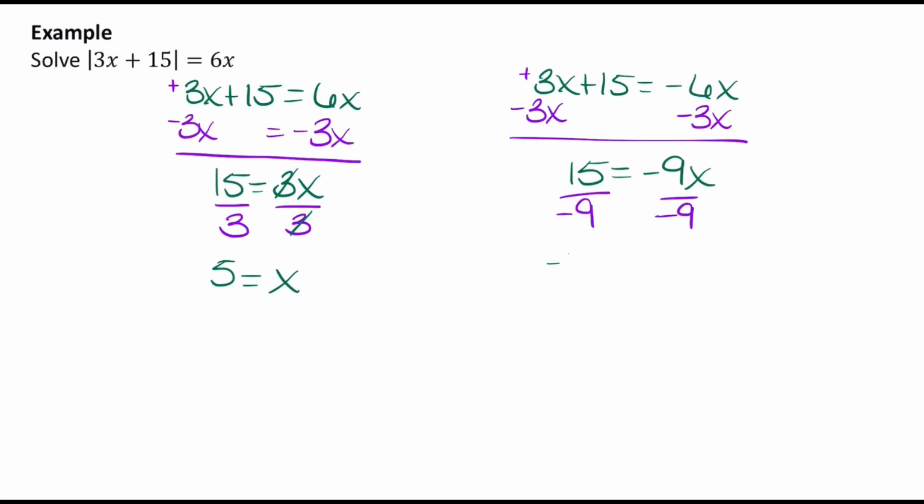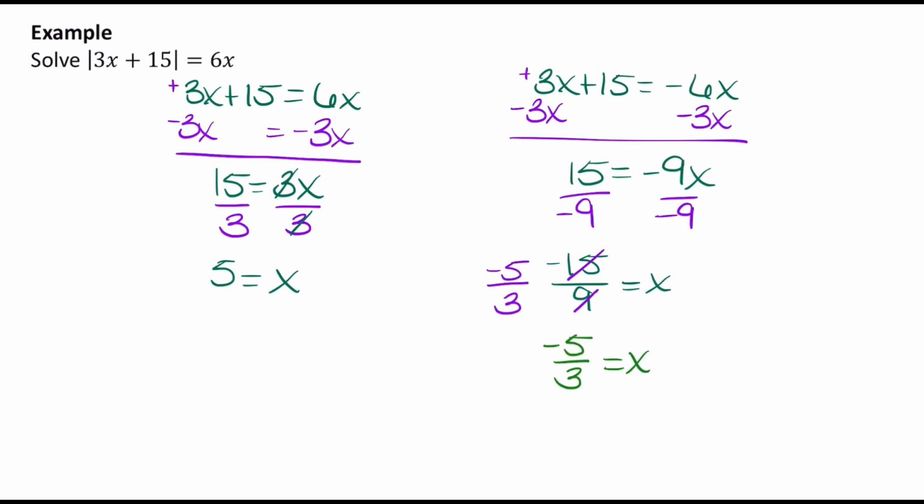So when we do that, we get negative 15 over 9 equals x. And remember, we want to reduce these fractions whenever possible. So when we have negative 15 over 9, we're going to divide both of these by 3. So that's going to give us negative 5 in the numerator and then 3 in the denominator. So that means that negative 5 over 3 equals x.